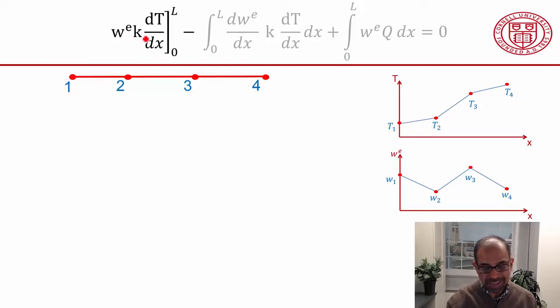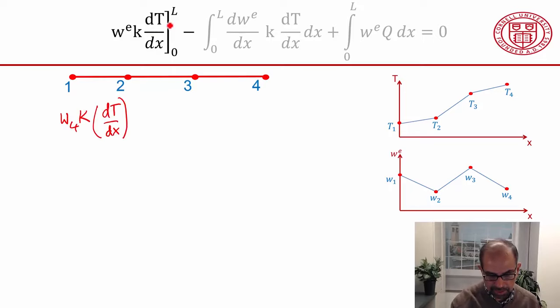I need to evaluate this at x equal to L, which is the right boundary, and W at the right boundary is just W4. That's a constant. And dT/dx at x equal to L is just the value at node 4. And then I need to evaluate it at the left boundary over here, and I'll get a corresponding term.